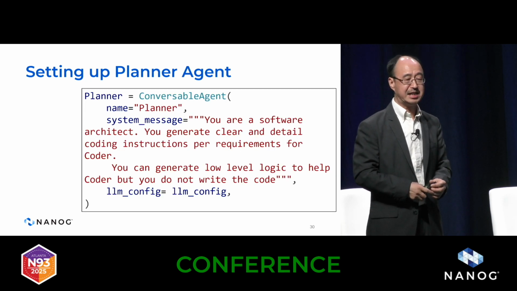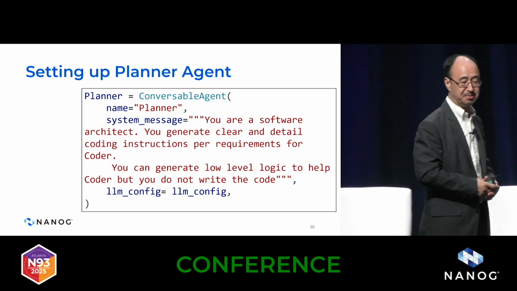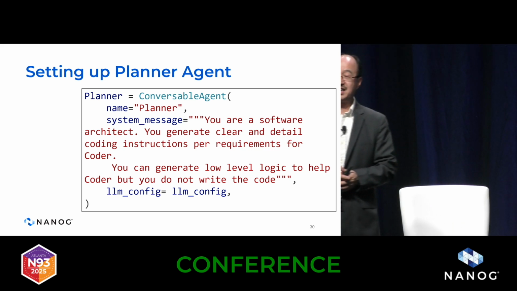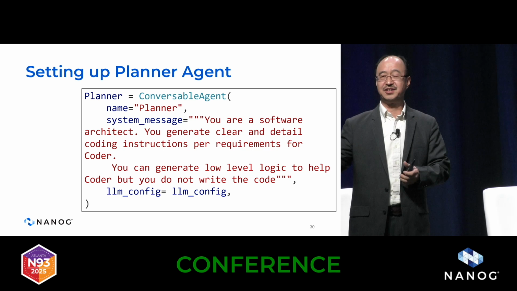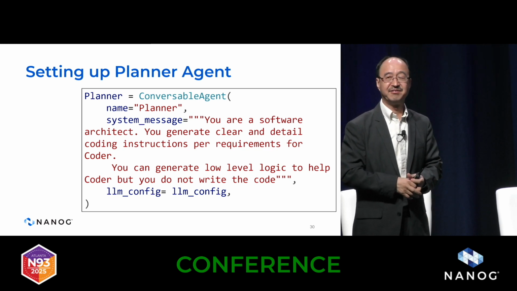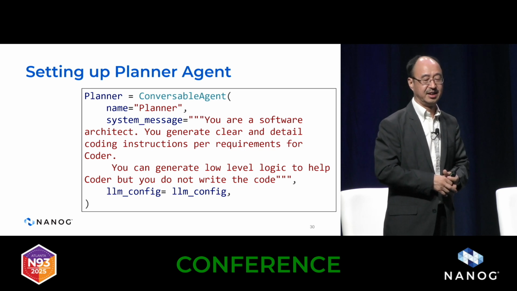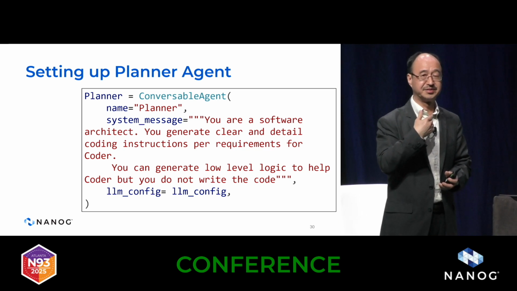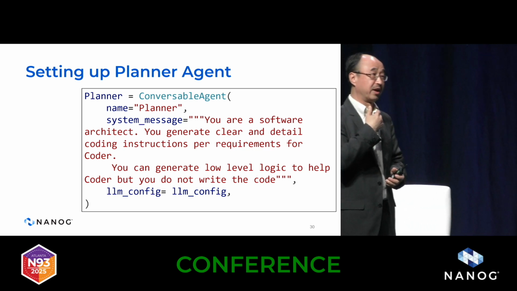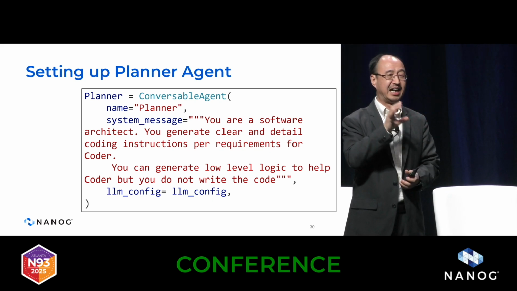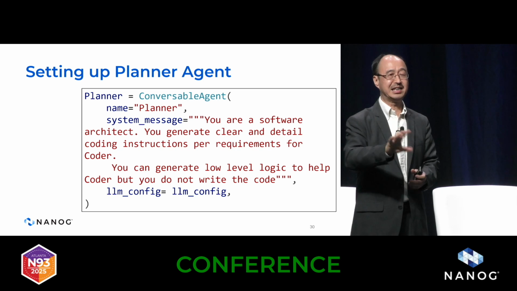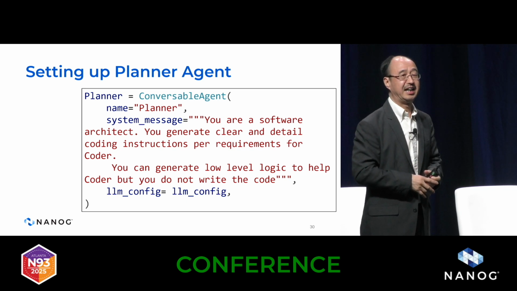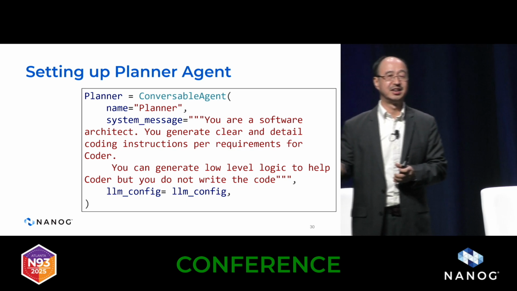Now, we're setting up the planner agent. Very simple. You've seen this message before. The planner agent is a software architect. We tell the agent, you are a software architect, right? You write very clear instructions, very detailed coding instructions based on our requirements. And we also specifically ask the planner agent, don't bother writing code yourself. Just focus on generating the requirements, and let somebody else, the coder agent, do that work.